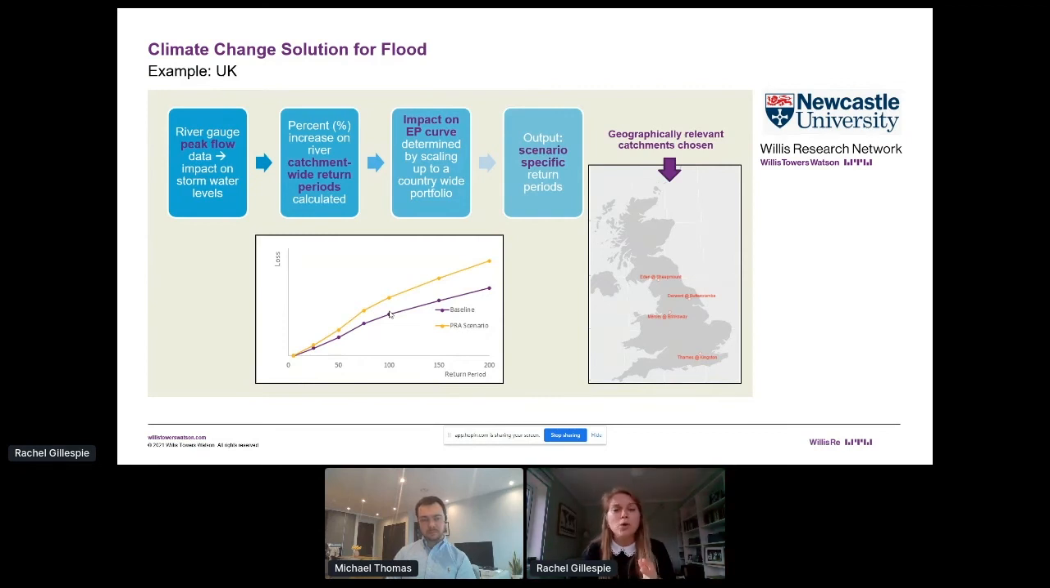All in all, when looking at climate change, there's so much spatial data that you can take into account. Obviously, this is just one of the scenarios focusing on flood. But continuously we're looking at where we can take more spatial data and enhance these scenarios. So I'll hand over to Michael now to talk through our underwriting.